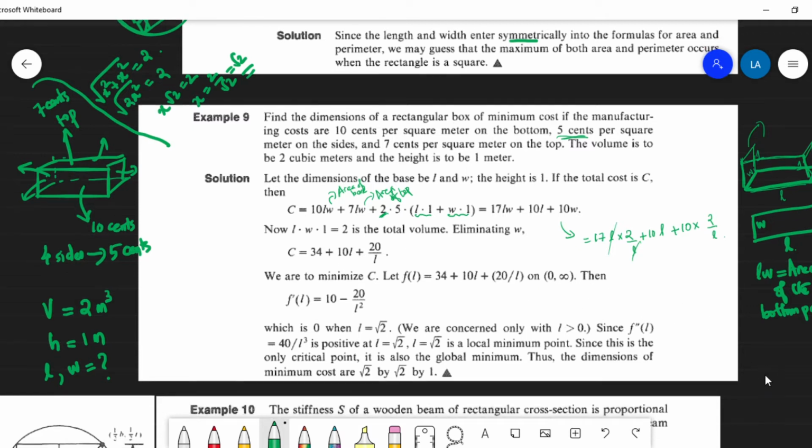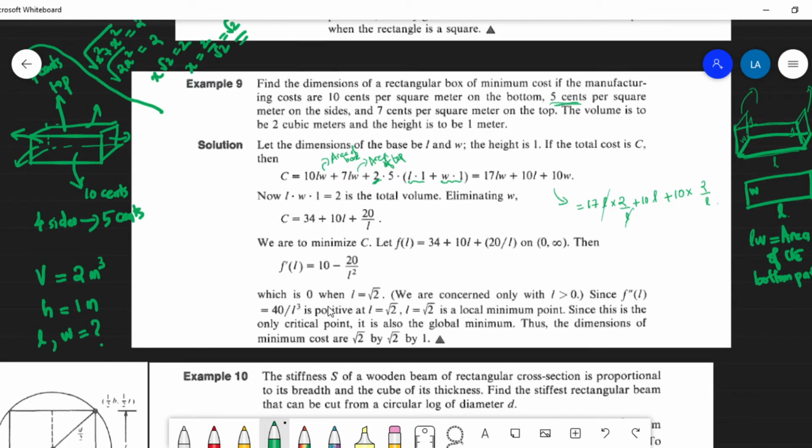Then what we have to do is, when L is equal to root 2, and basically we first saw what is f of L. f of L is equal to 34 plus 10L plus 20 divided by L. Then you have to find the derivative of f of L, and that will be f dash of L is equal to 10 minus 20 divided by L square. So that's what is written here.